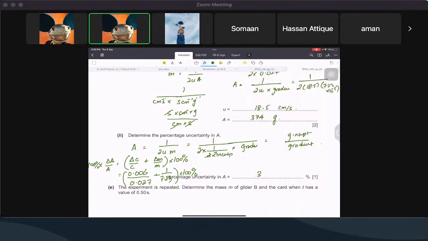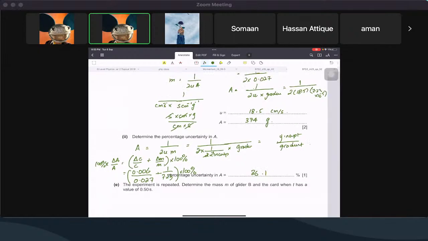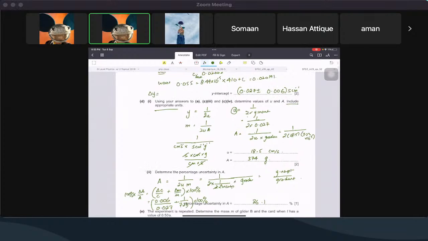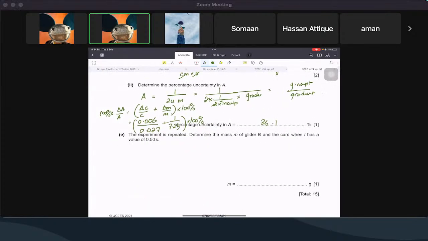So this is 36.1%. Now I just want to tell you, even if your values of y-intercept and gradient are wrong, keep on doing the paper, because they're not going to check you for the correct values of the previous part. It's an error carried forward. They only check how you have managed to find the uncertainties. And then finally they say the experiment is repeated, determine the mass M of the glider, and the value of T is given.